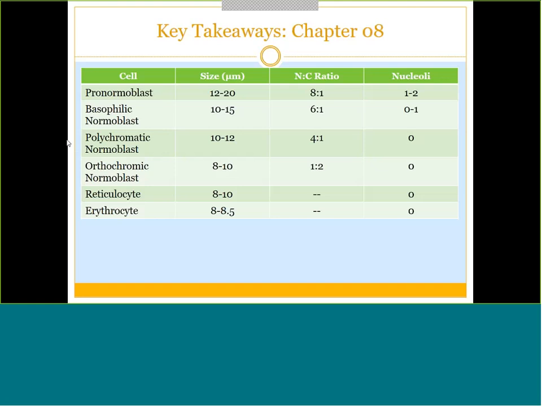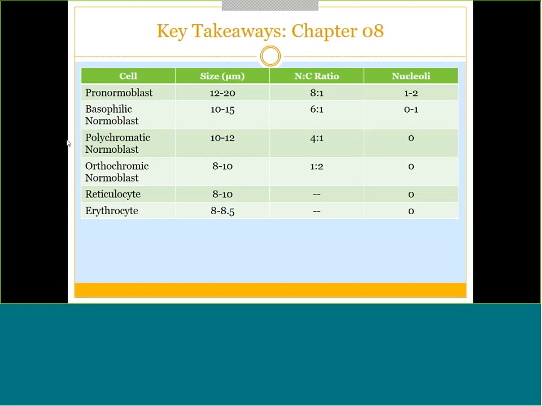So a pronormoblast, of course, is our biggest. It's 12 to 20 micrometers. Very large nucleus, 8:1 nucleus to cytoplasm ratio, and it does have a couple of nucleoli in it. Basophilic normoblast, a little bit smaller, maybe 0 to 1 nucleoli, but the key is that it really gets a basophilic cytoplasm. It really gets dark and blue as it's making hemoglobin.